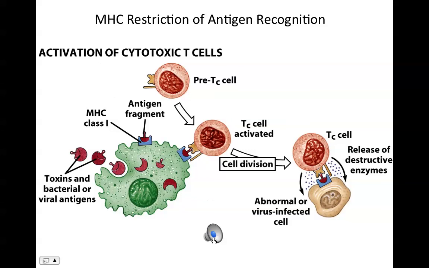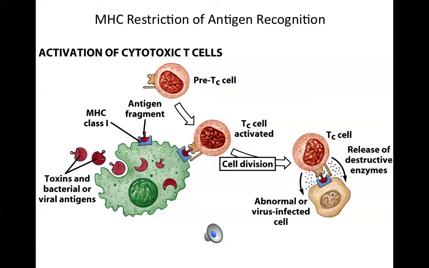An example of the function of CD8 positive T cytotoxic cells is when a macrophage or some other APC ingests a toxin, bacterium, or virus. That toxin, bacteria, or virus is then processed or digested or broken down, and fragments of those bits and pieces of materials are packaged in a self-marker or MHC class 1 marker.